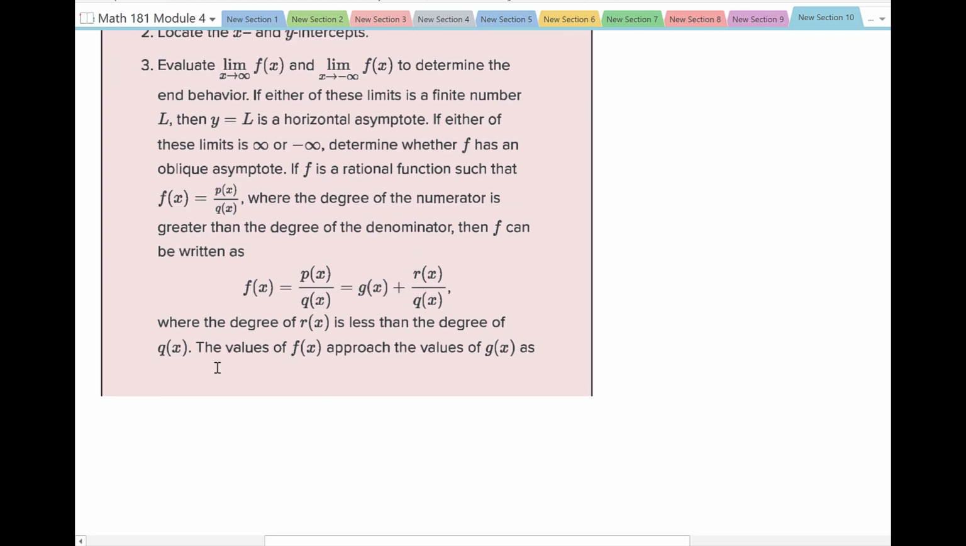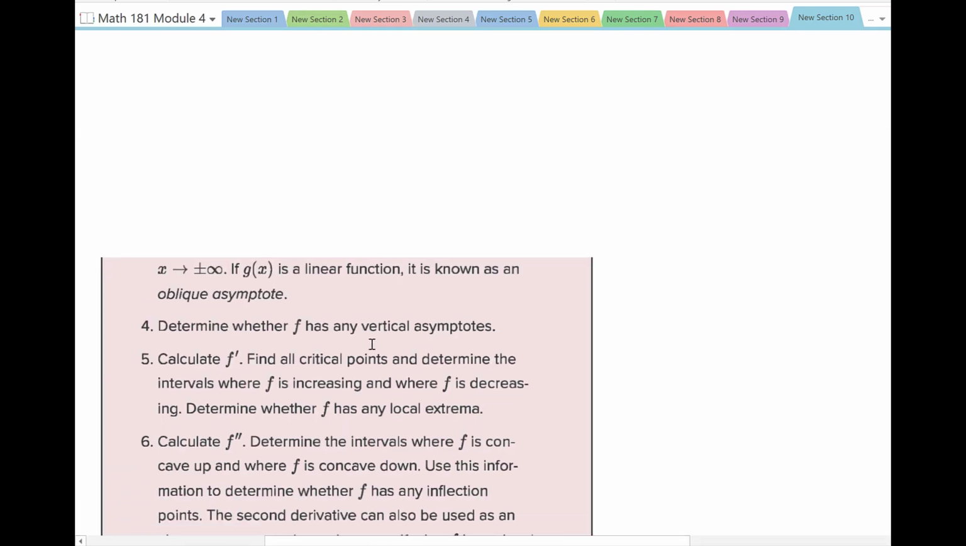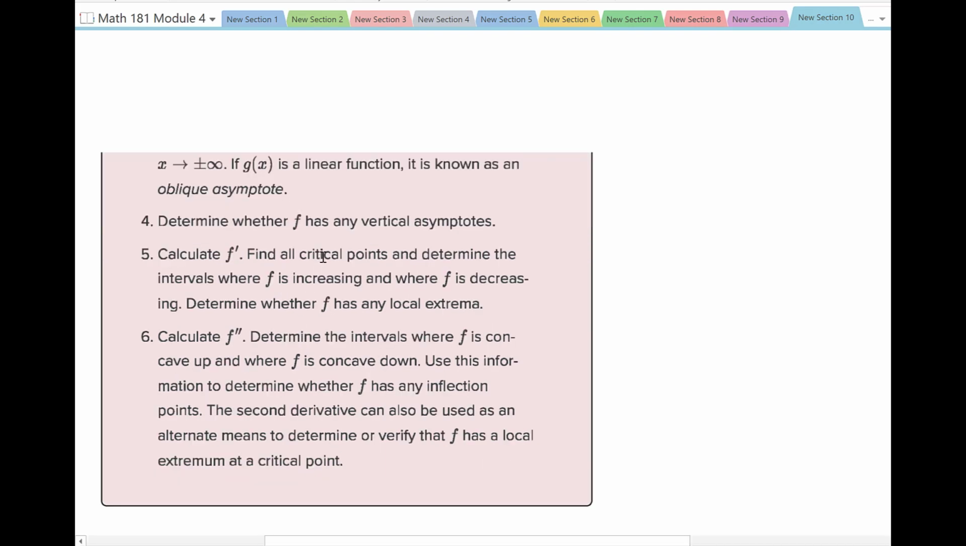So you probably heard me saying this if you watch the other videos. This is just the long division, something you learned back in your pre-calculus days. The values of f of x approach the values of g of x as x approaches positive or negative infinity. If g of x is a linear function, it is known as an oblique asymptote. Also, the book calls it a slant asymptote. Determine whether f has any vertical asymptotes.